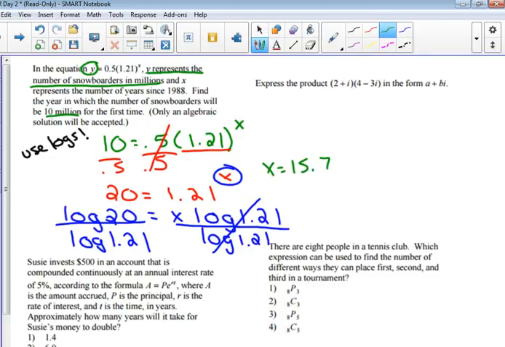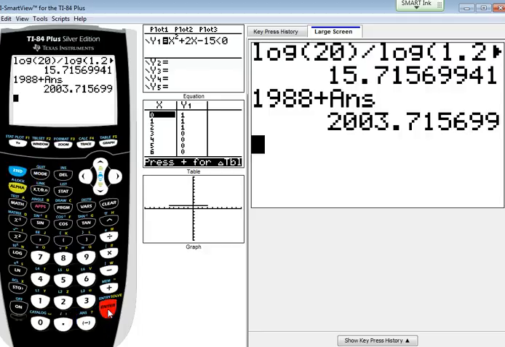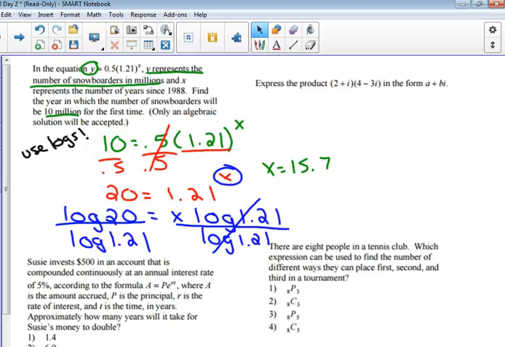Right. Now this is 15.7 years since what? 1988. Okay, so let's see. If we took 1988 and we want to add this, it's going to take us to the year 2003 and a little bit more. So be really careful with this part. Let's go back and see.